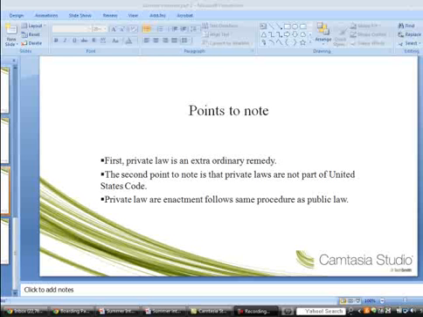The second point to note is that private bills are not codified in the United States Code. They are collected as part of the Statutes at Large. If you are looking for a private law, the source to use is the Statutes at Large collection. The third point to keep in mind is that private laws are enacted under the same procedure as public laws.